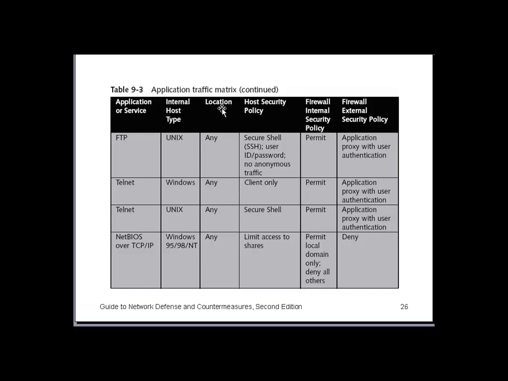And this is showing the location, who's allowed to access these different services. Here this says location any, so we're permitting the internal for all 4 of these services. Anybody on the internal network is allowed to access these services. And over here, if you have an application proxy where users are authenticating from the outside, then they're allowed to access these services, but they're not allowed to access NetBIOS over TCP/IP.